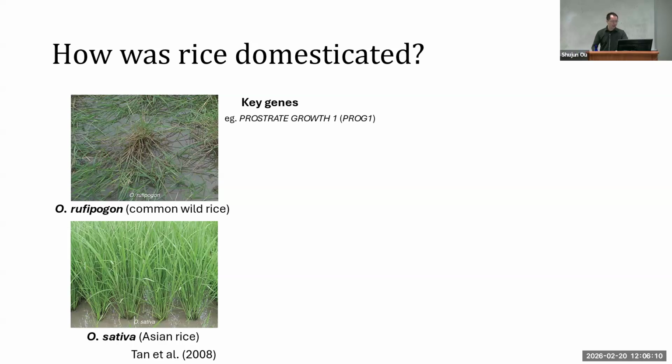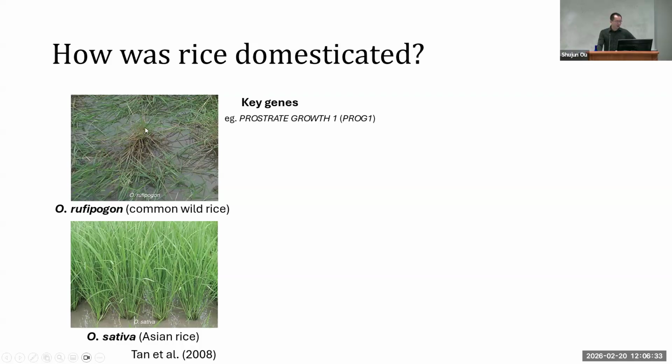domestication genes. One of them being prostrate growth 1, PROG1. I hope everybody realizes that's hugely humorous. Yes. Right. It's quite humorous, and this is not about some male organ, but it's about the stature of the plant.